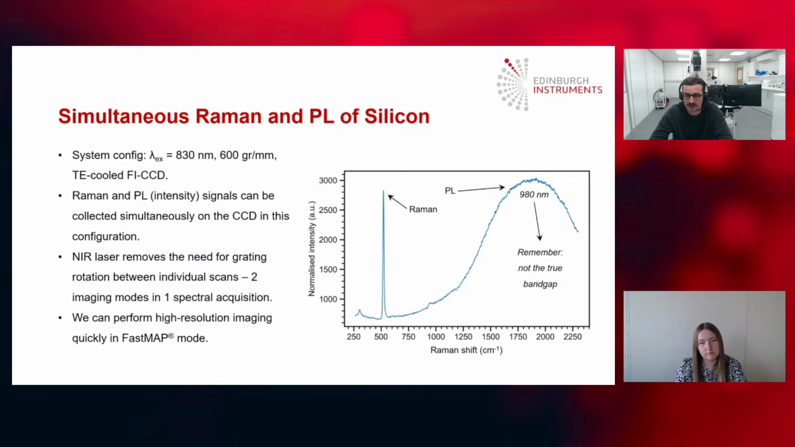So in this case study, we did simultaneous Raman and PL. We used an 830 laser and a CCD detector on a silicon sample. When we couple the simultaneous spectral modes with automated fast high-resolution imaging, we can build up images that correlate silicon structure and the optoelectronic properties of the semiconductor.